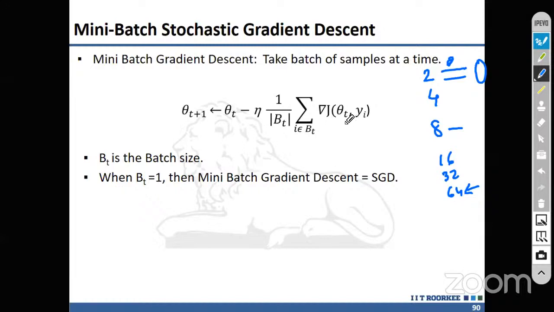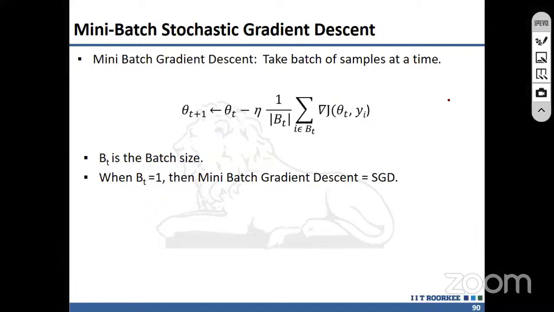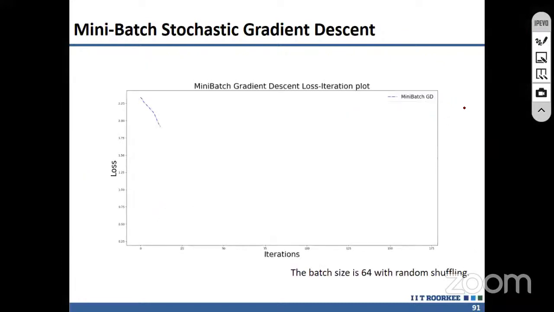So we have already seen this. For example, if it's 64, then 1 by 64, and we calculate the error over the 64 samples, and then we modify the weights. When this number is 1, that means it is just stochastic gradient descent. So here you see this mini batch gradient descent. Okay, so that's actually faster for convergence. Stochastic gradient descent is very slow, and mini batch gradient descent is faster than stochastic gradient descent.